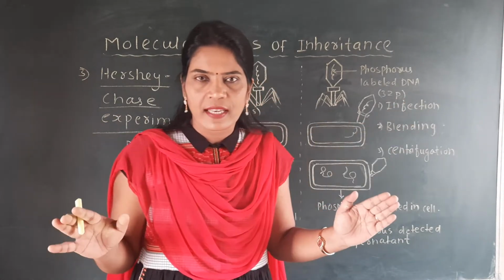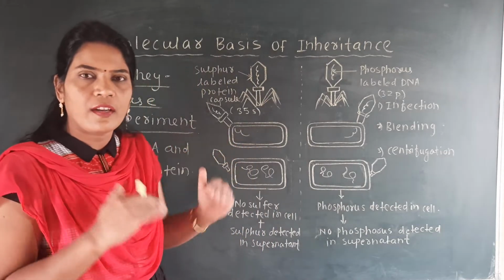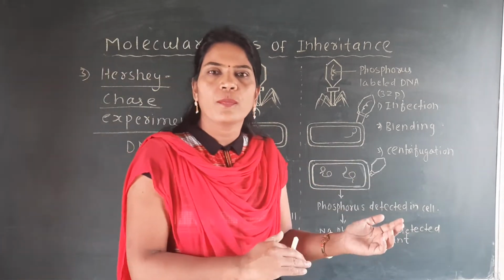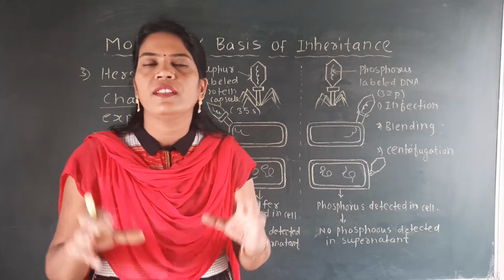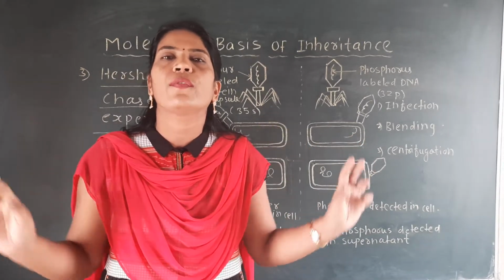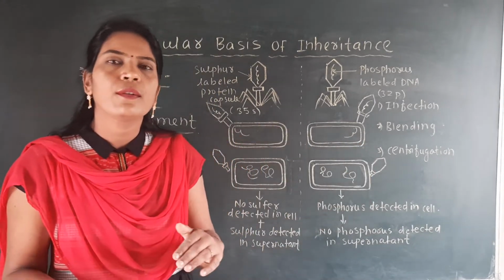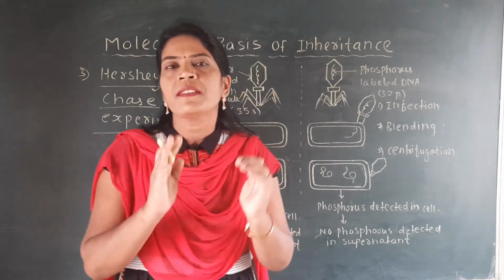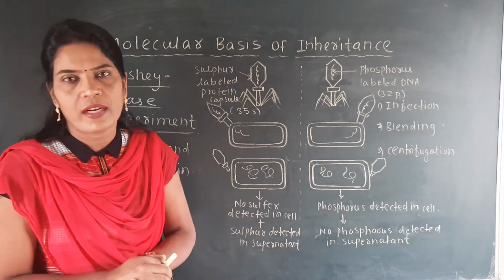So two mediums are there. One medium contains sulfur, one medium contains phosphorus, and he has grown these two viruses in these two different mediums. Some viruses are grown in the phosphorus containing medium, some viruses are grown in a sulfur containing medium.